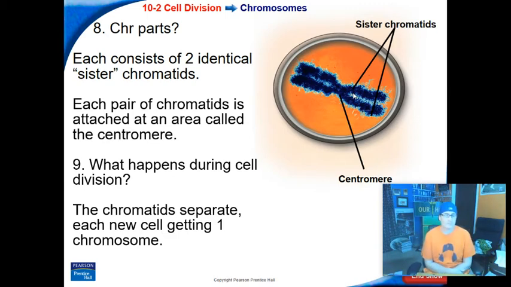So chromatids separate, and each new daughter cell gets one chromosome. Obviously, if this is happening in humans, and all the diagrams that you see are not humans, that would be way too complicated because we'd have 23 of these pairs separating, and that would be really difficult to draw. So we're just keeping it simple. We're just talking about one chromosome pair. Moving on.